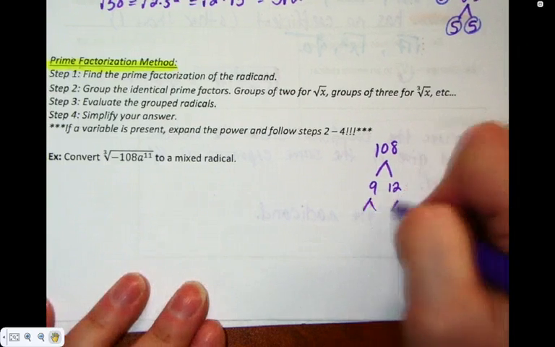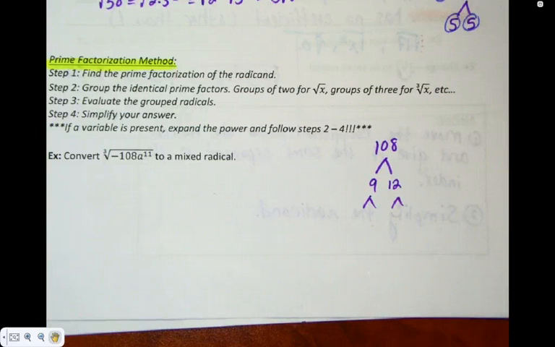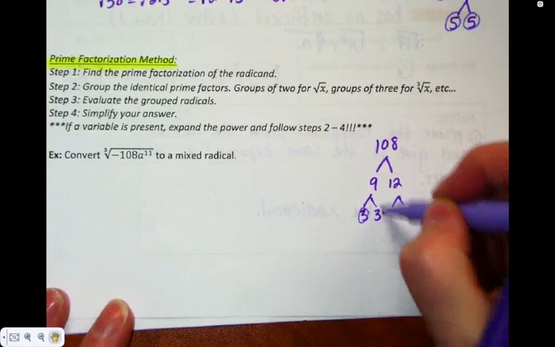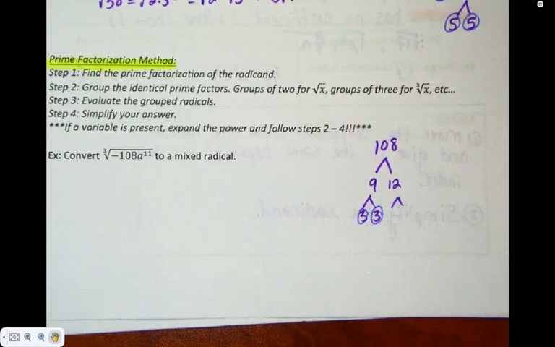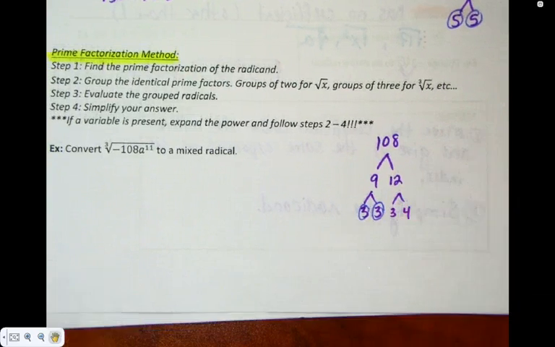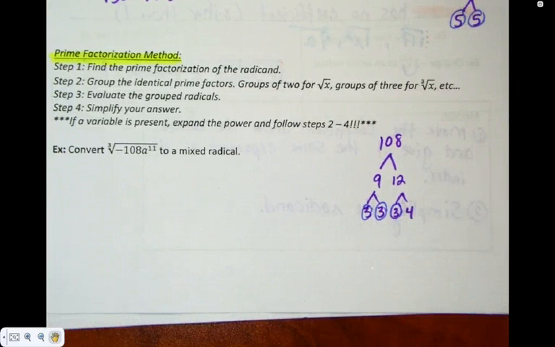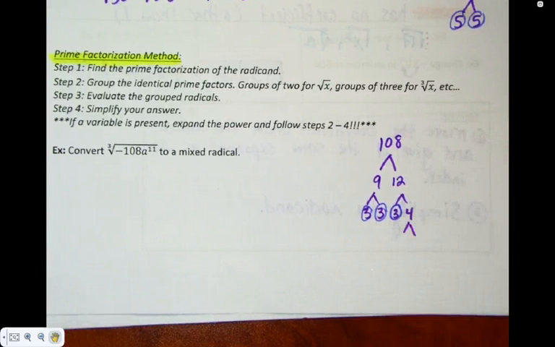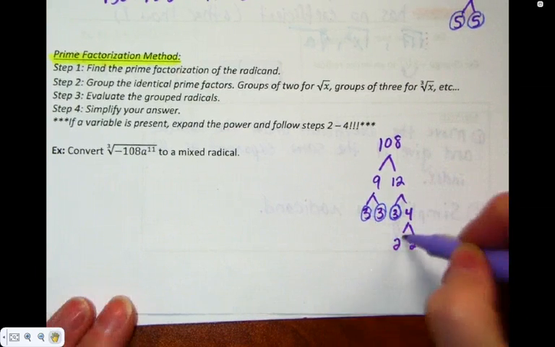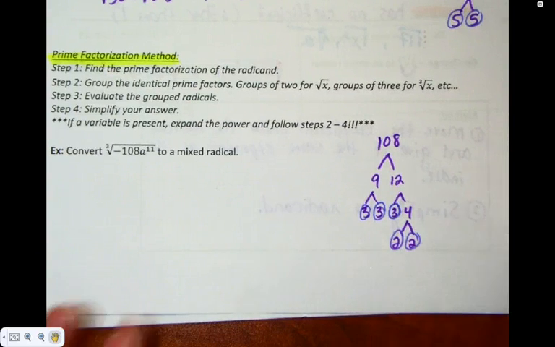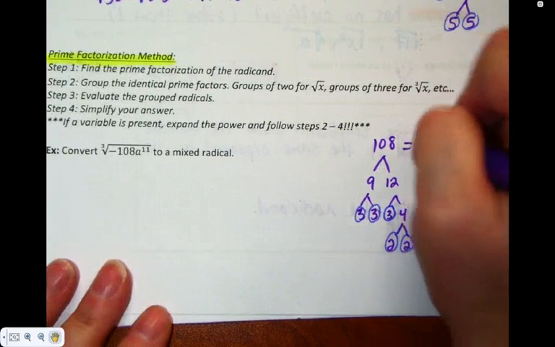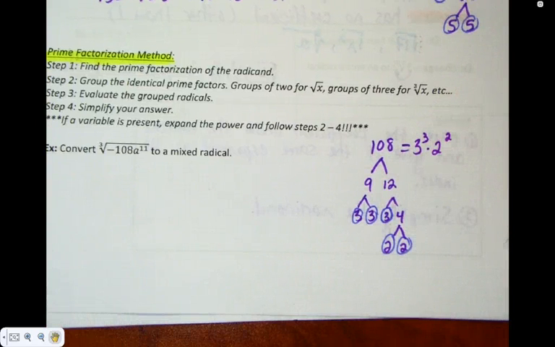Okay, if these aren't prime, then we need to break them down. What can I break 9 into? 3 and 3. Are either of those prime? So let's circle them because that tells us that branch is done. 12. 3 and 4. Are either of those prime? 3, so that branch is done. 4 we can break down into 2 and 2. And so we know that 108 is the same as 3 cubed times 2 squared. I just counted up how many 3's and how many 2's.